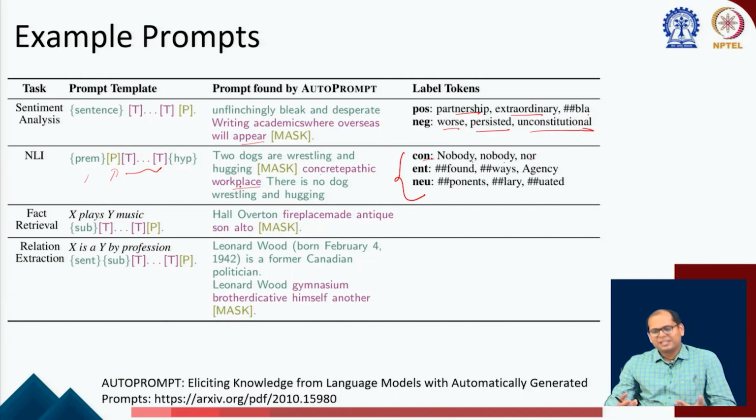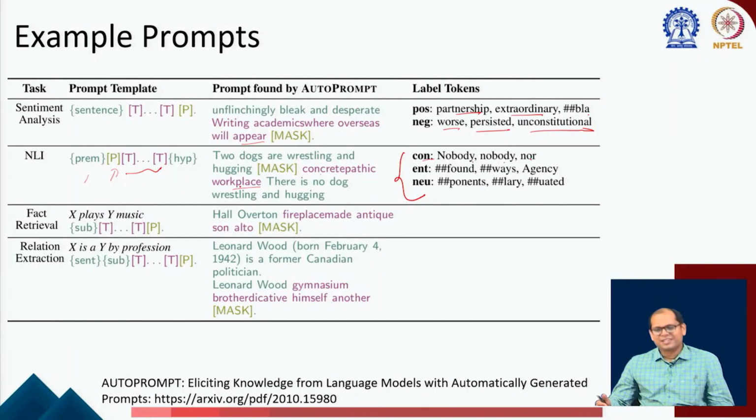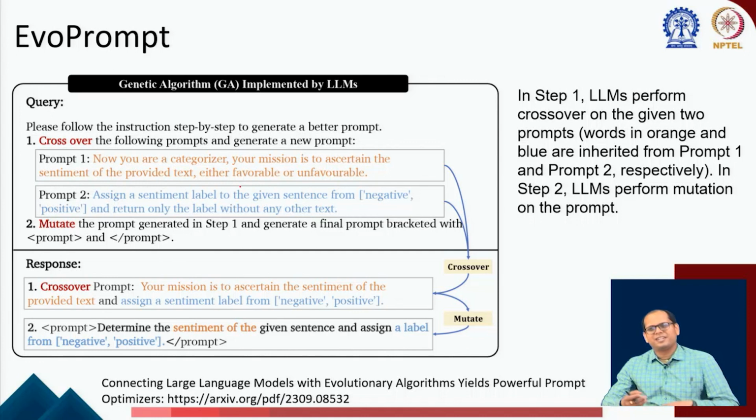And they also tried it for things that were not just classification, but also retrieval and extraction. You see, this procedure works, but it does not give you interpretable things. And of course, this has a huge search procedure involved. Now, there are other methods for discrete prompt search that will give you more interpretable prompts, like EvoPrompt, which is more like an evolutionary algorithm.